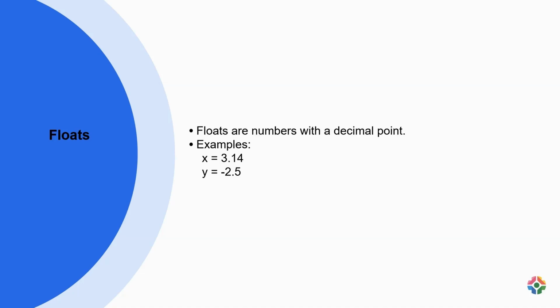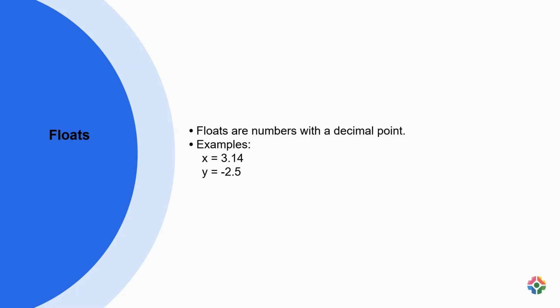Floats are numbers in programming that include a decimal point. They are used to represent both whole and fractional values. For example, a variable x can be assigned the value 3.14, while another variable y can be assigned the value 2.5. These values are considered floats because they contain decimal points.